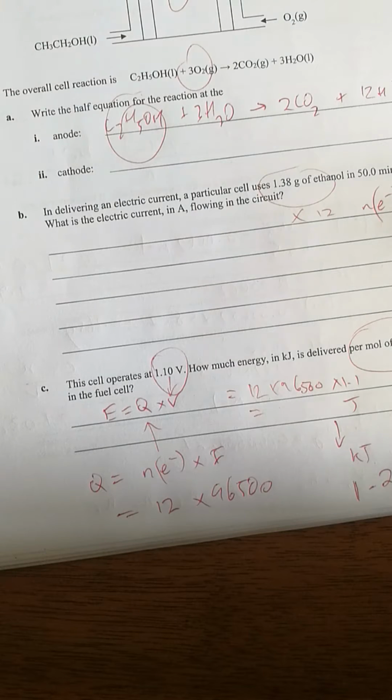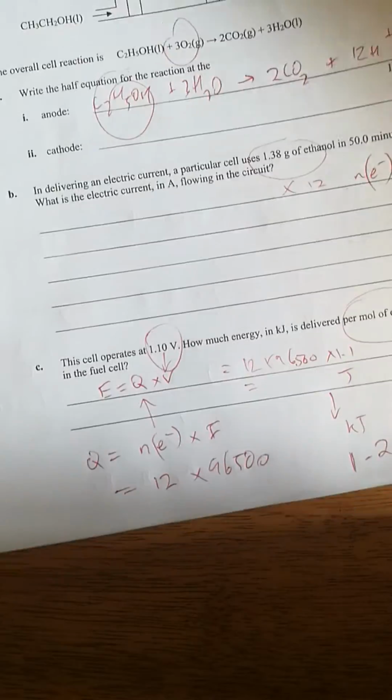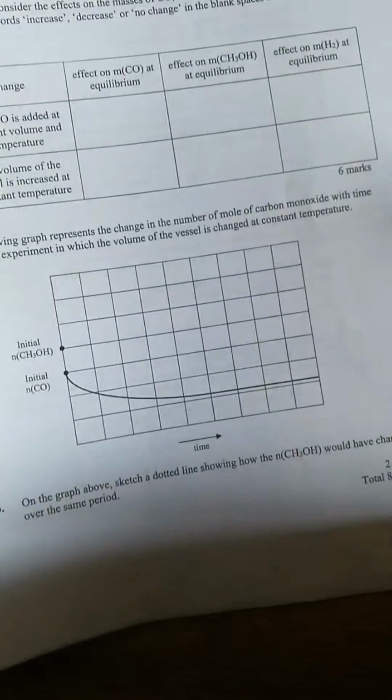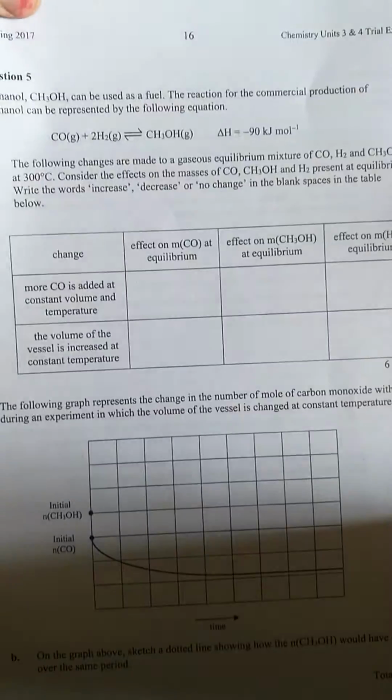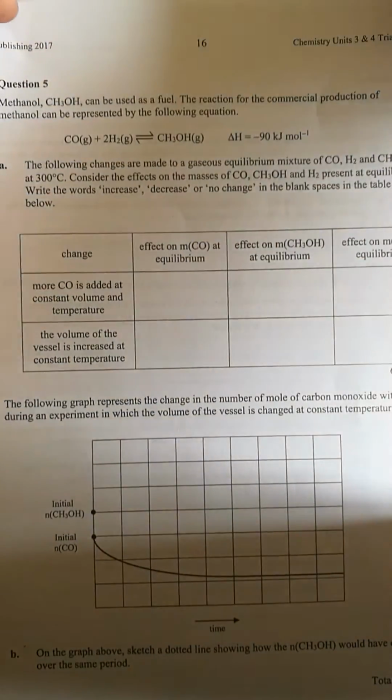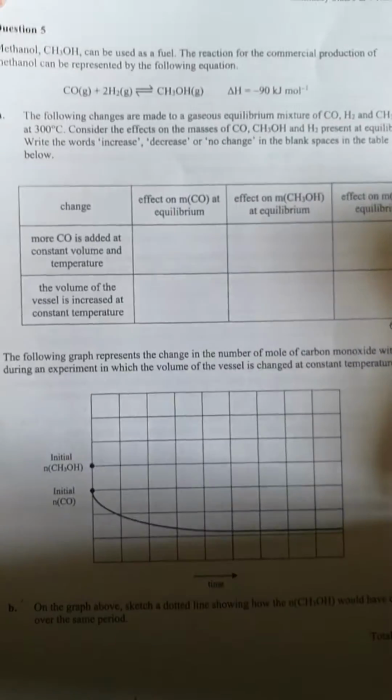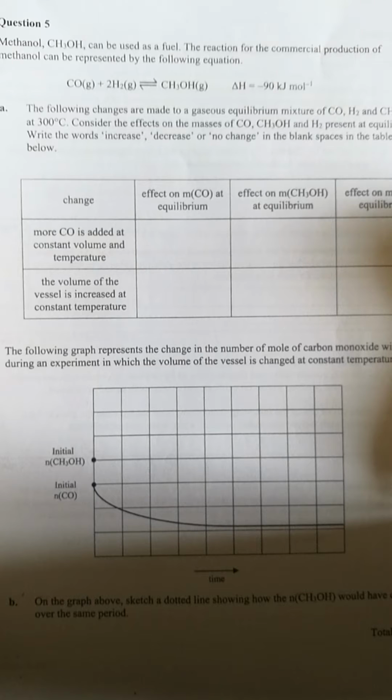Okay, the next one I wanted to do was 5A. So we've got methanol can be used as a fuel. The reaction for the production is this. The following changes are made to a gaseous mixture of those 3 things at 300, consider the effect on the masses. Write the words increase, decrease, or no change.